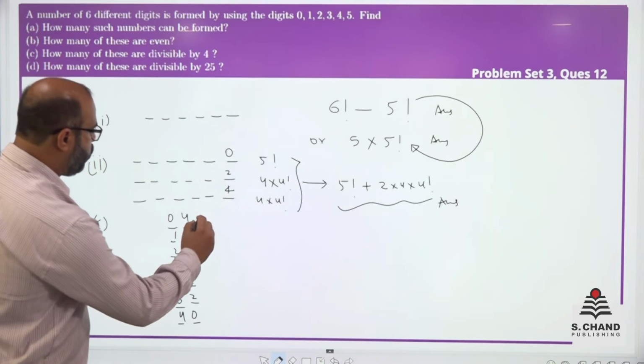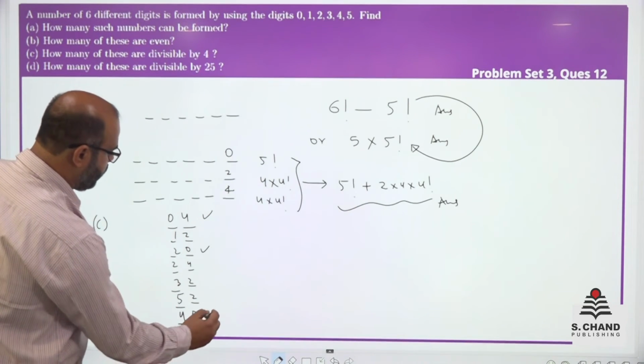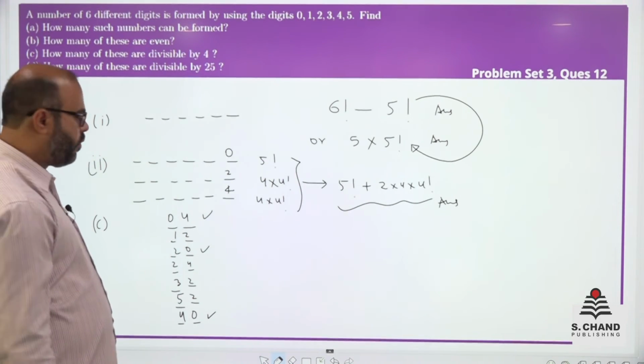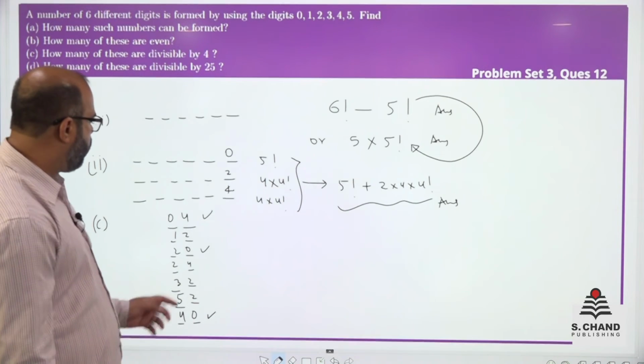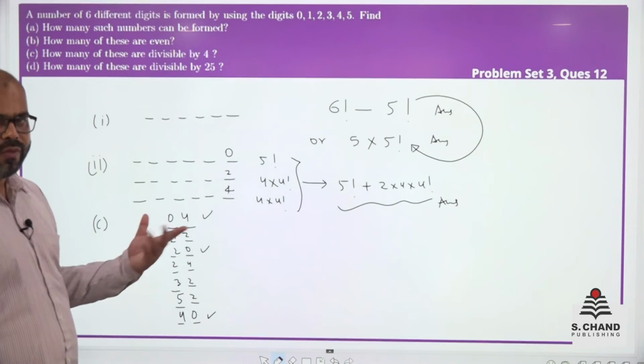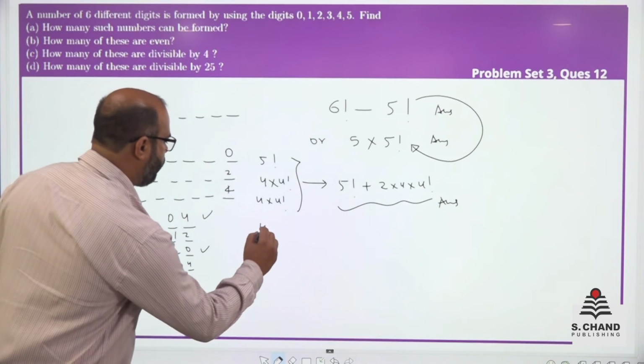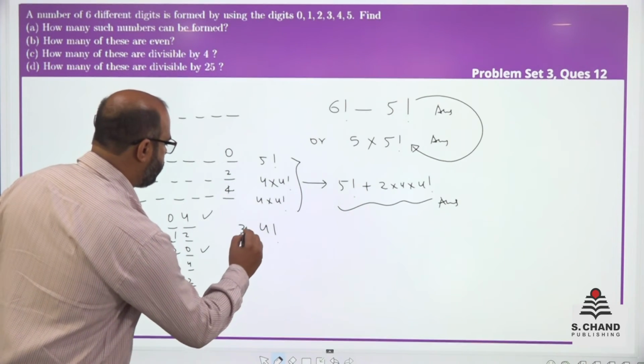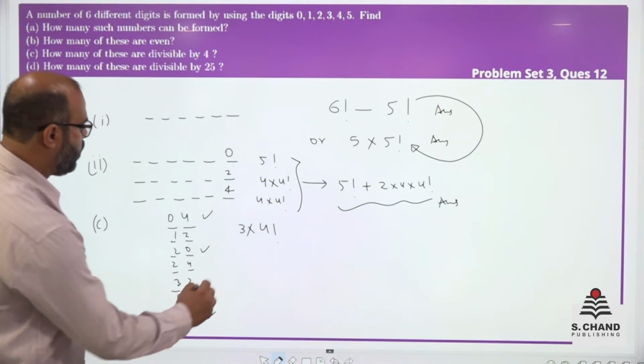Out of these, zeros are used in 1, 2, 3. So first let us calculate for them. If you want to arrange the rest 4 places, then 4 factorial ways are there. So 4 factorial ways for 3 of them. So 3 into 4 factorial.